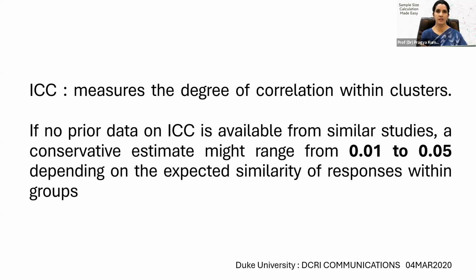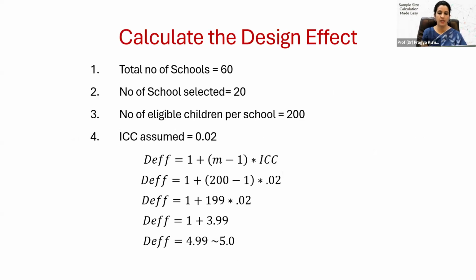So it measures the degree of correlation within a cluster. If no prior data on ICC is available, you can have a conservative estimate from 0.1 to 0.5. And this is the reference. We have looked up this reference, and this is the reference from where we took this. So the calculation of design effect, how will you calculate?